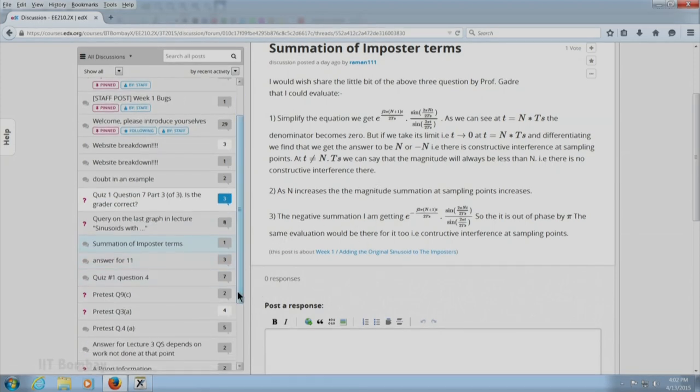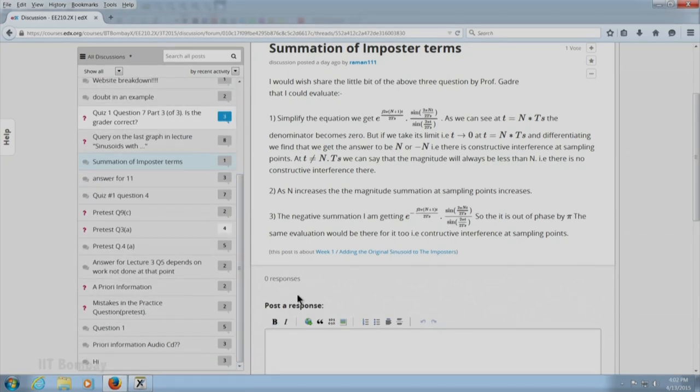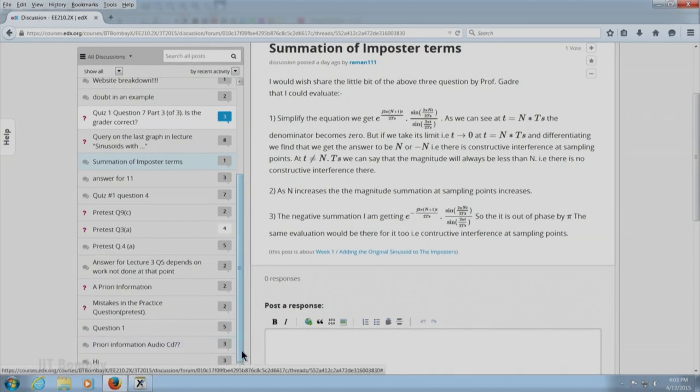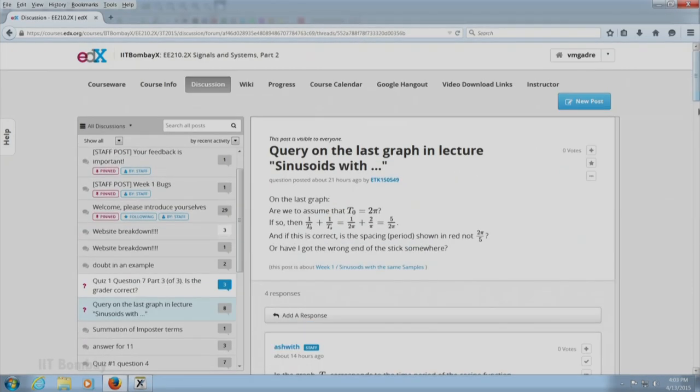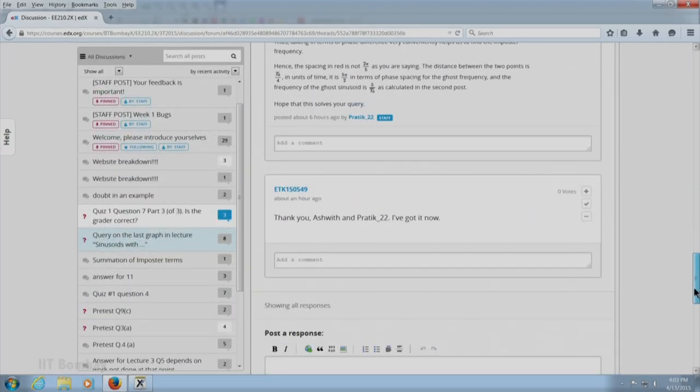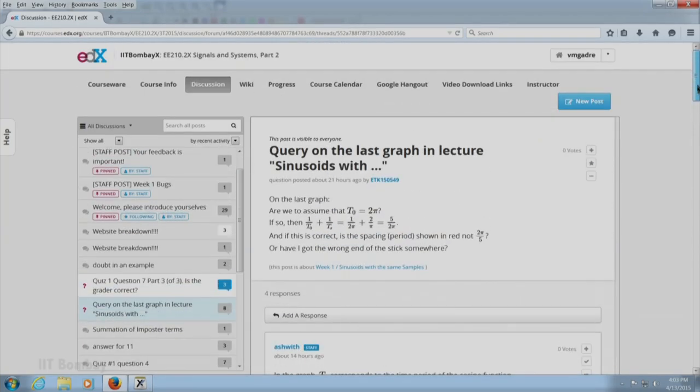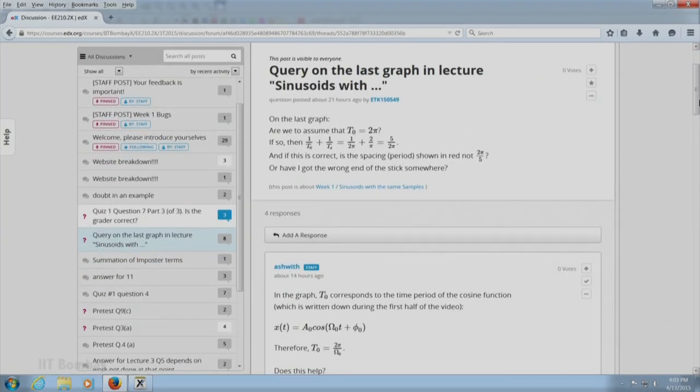Well, I believe for this week, these are the questions at the technical level which have been posed. I am very happy to see that this technical discussion is taking place. Now, there is one which I am going to take up in some depth. Yes, here it is. ETK150549 has brought out a very important issue, and of course, I have traced the whole discussion there. The issue raised is what happens when you take all sinusoids with the same samples.